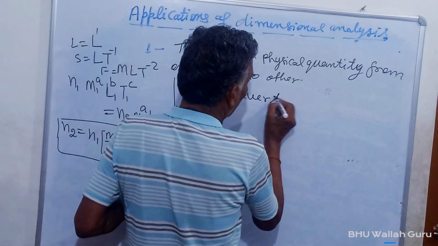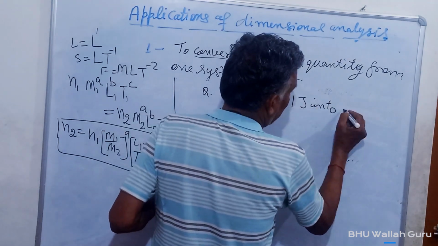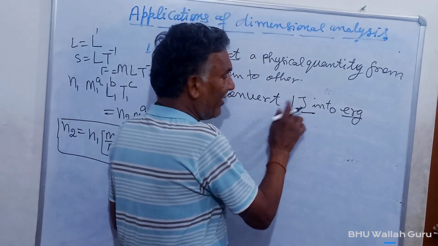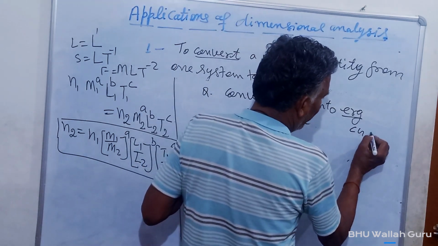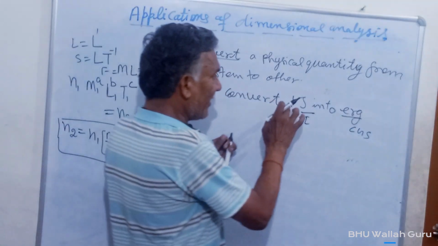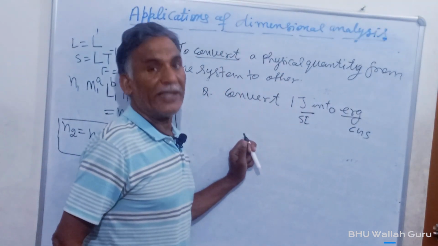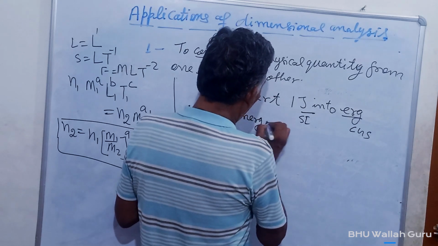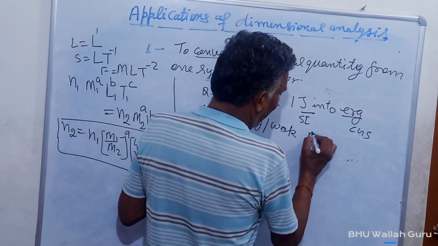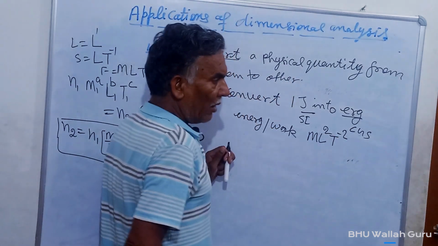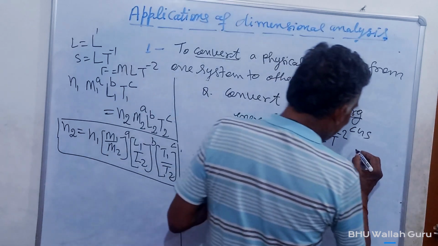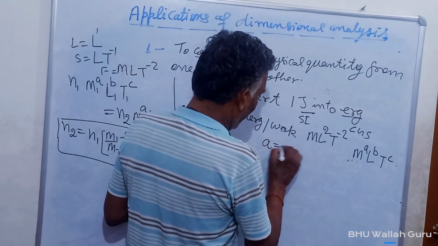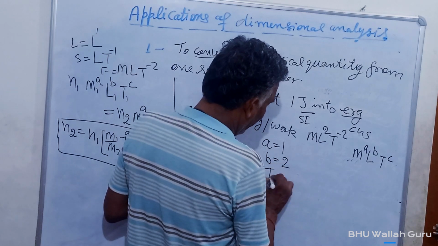Convert 1 joule into erg, that is, joule in the SI system to the CGS system. First of all, you must know what this quantity is. This quantity is work or energy. So we have to find the dimension of energy or work: M L square T minus 2. By comparing with M power a, L power b, and T power c, a is equal to 1, b is equal to 2, and c is equal to minus 2.